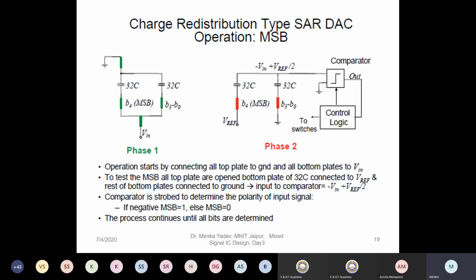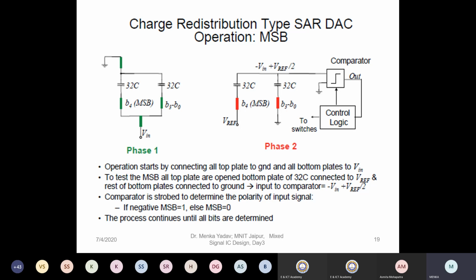I just told you, 1 and all zeros, that is the V reference by 2. Now 3 by 4 of V reference is what you are going to compare. If the input is greater than that, you will set that bit also to 1 and go in the upper range. If it was lower, you will keep that bit, which is the second MSB, at 0 and then you will keep on working.